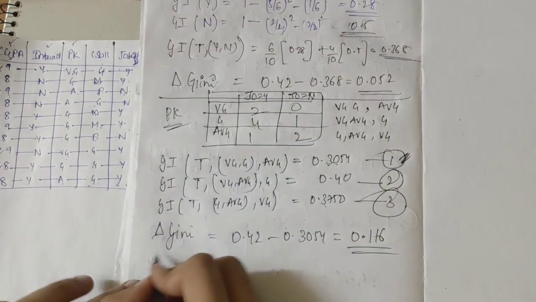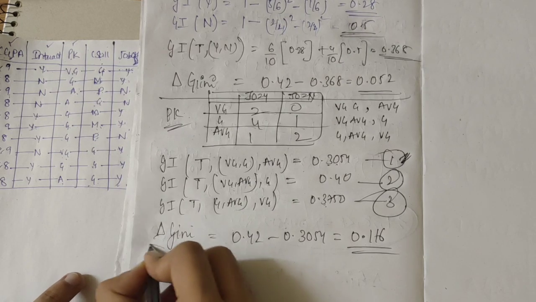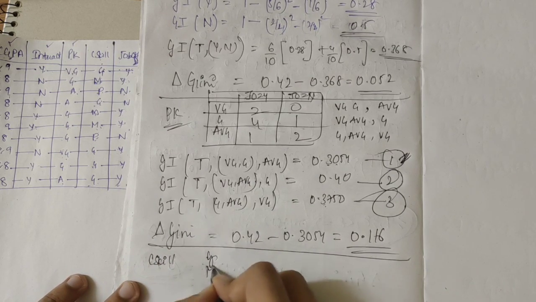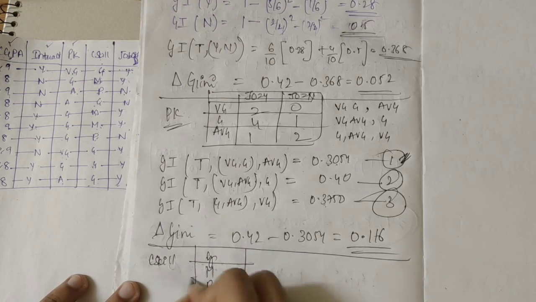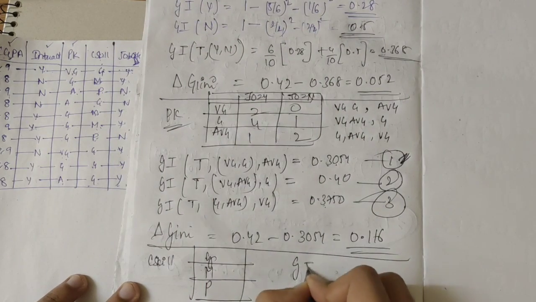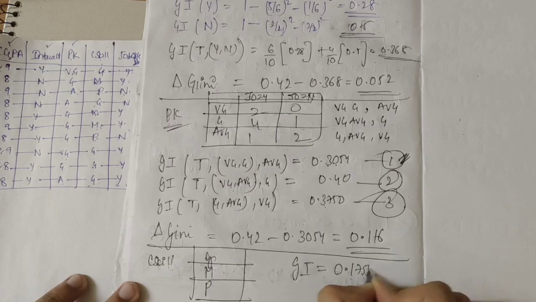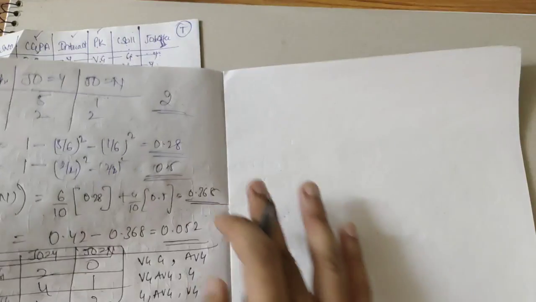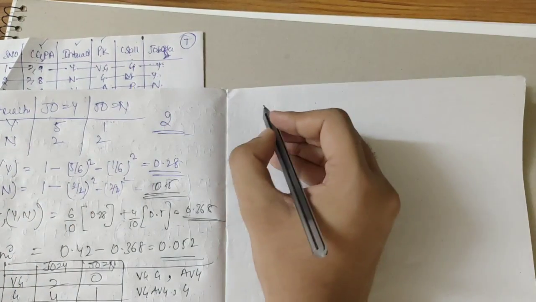Now I have communication skills. For communication skills, again, we have good, moderate and poor. So again, perform the same operation. You would get Gini index value as 0.1755 and delta Gini as 0.2445. Next, now I'll write all the Gini and delta Gini values here.